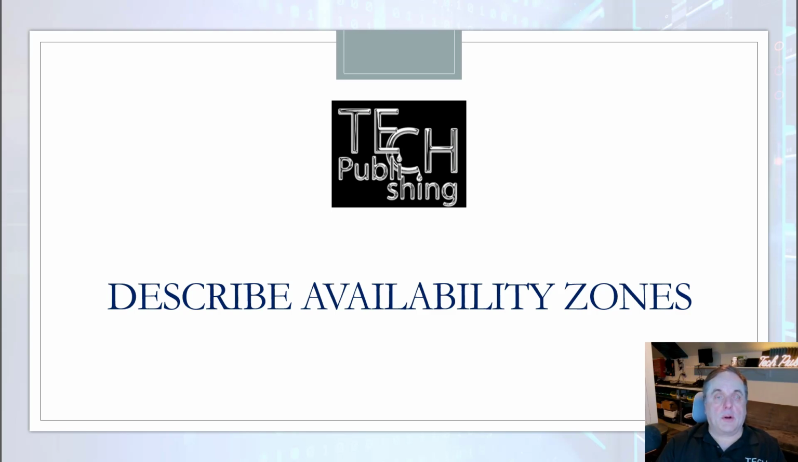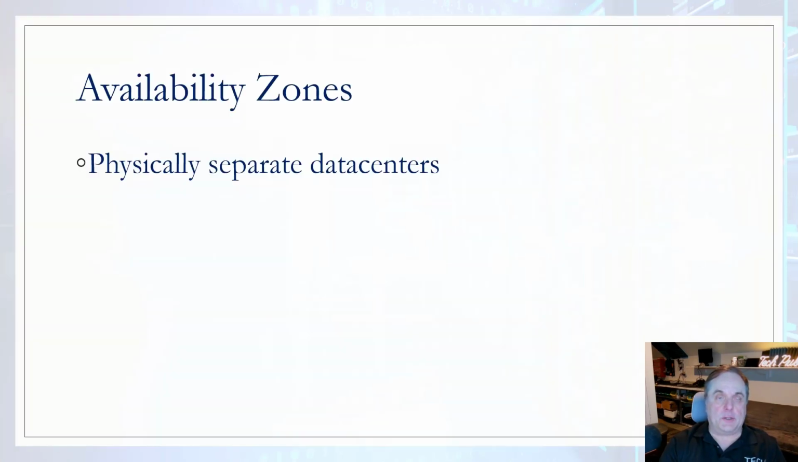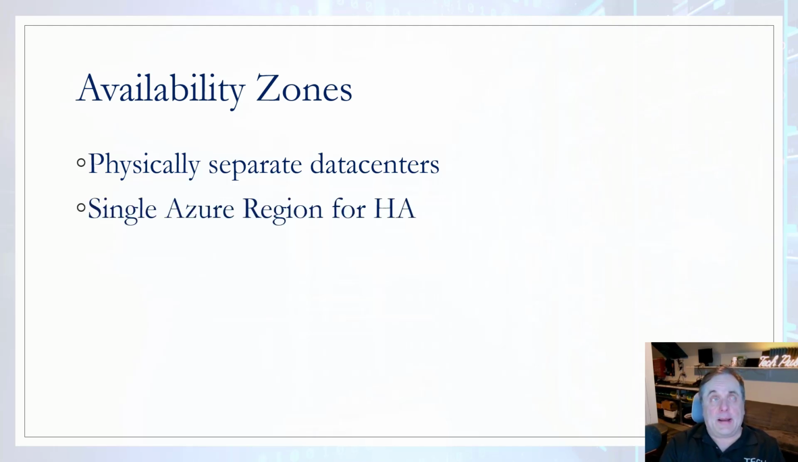Here are more core components that we're going to define in this video where we describe availability zones. These are physically separate data centers in a single Azure region, and they provide high availability and fault tolerance by isolating resources across physically separate data centers within a region.